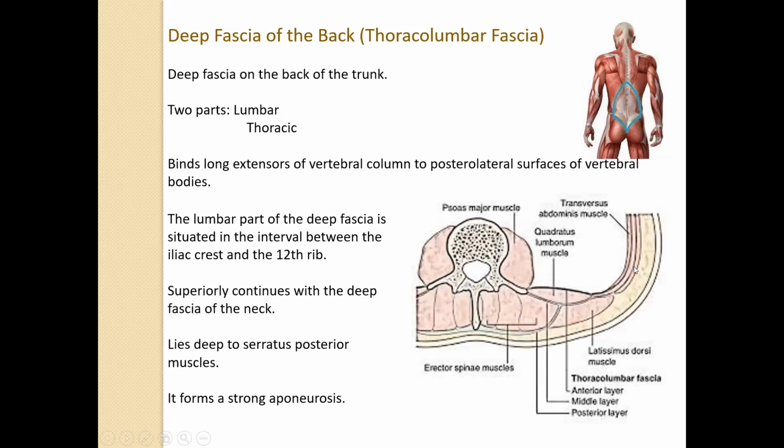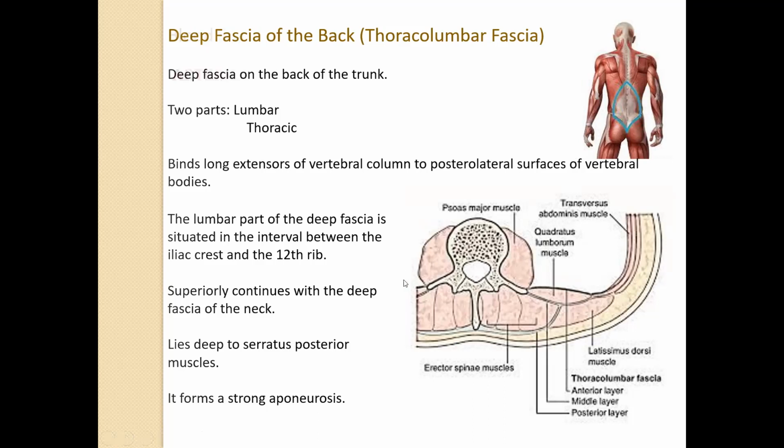In this picture, you can see this thoracolumbar fascia has three layers. This layer, which is posterior to the erector spinae muscle, is the posterior layer, and this layer, which is in between the erector spinae muscle and the quadratus lumborum, is the middle layer, and this layer, which is anterior to the quadratus lumborum muscle, is the anterior layer.